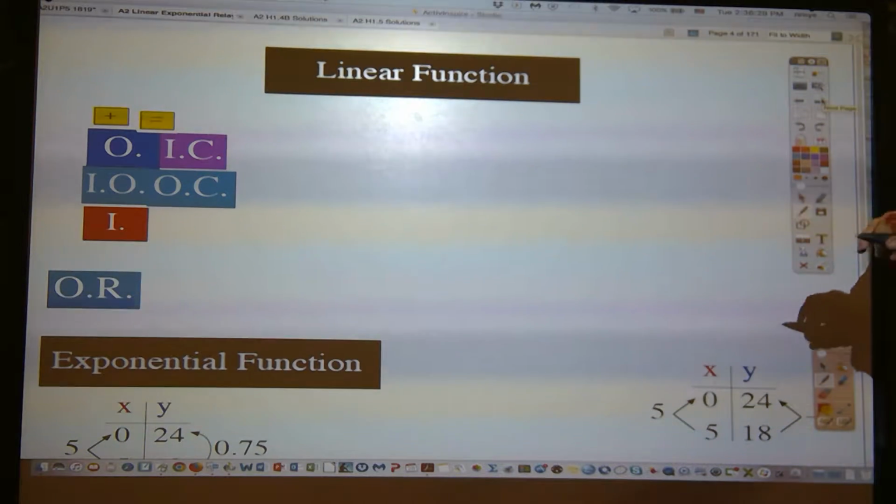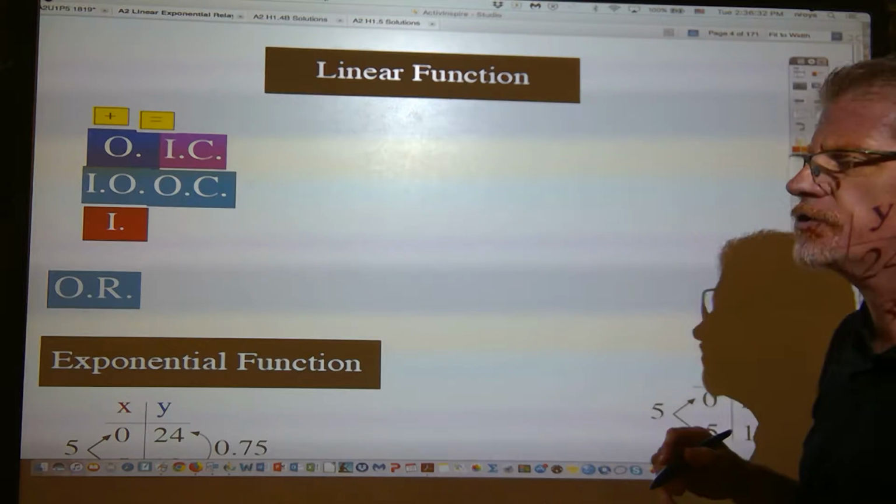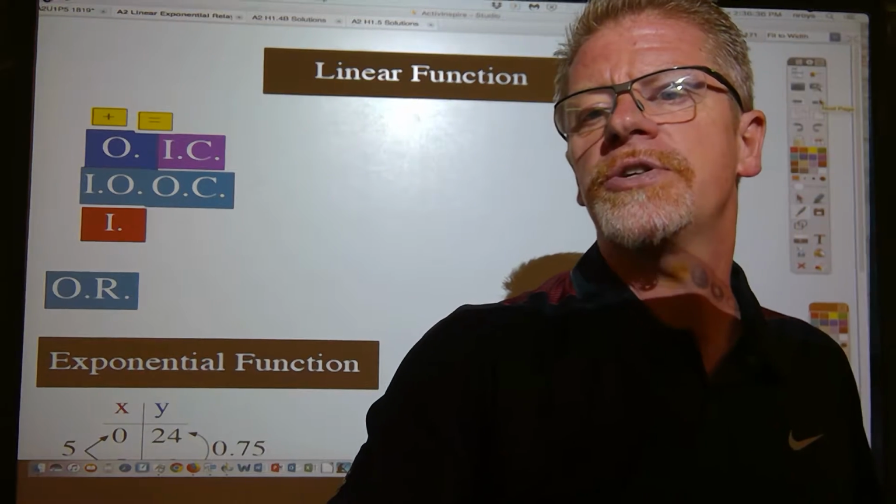So we're going to use some building blocks to reinforce the contrast between a linear function and an exponential function. I have the building blocks for you in a Ziploc bag. I'm going to hand them out to you now. Let's pause the camera.